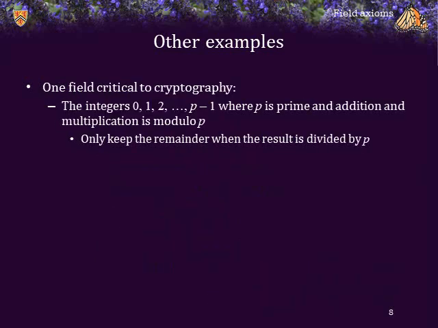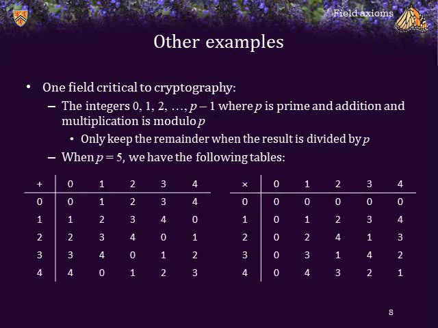Now, one field critical to cryptography are the integers modulo p, where p is a prime number. That is, the integers from 0 to p minus 1, where addition and multiplication are performed as per normal, but we only keep the remainder when the result is divided by p. So, for example, when p is equal to 5, we have the following two tables. You will notice that, for example, 3 plus 4 is equal to 7, but the remainder of 7 when divided by 5 is 2, so 3 plus 4 is equal to 2.